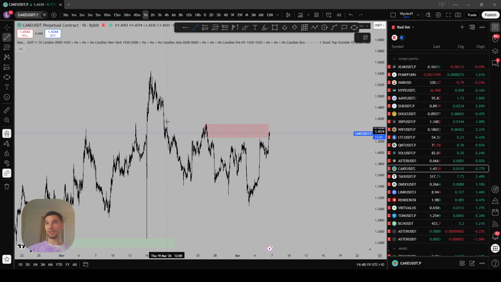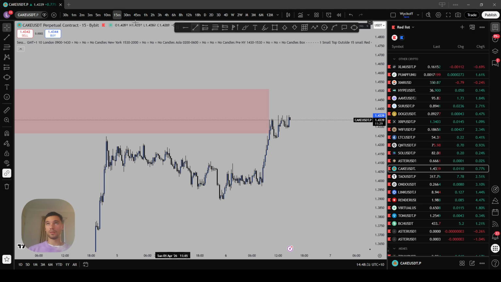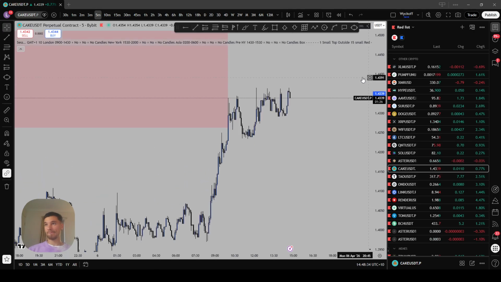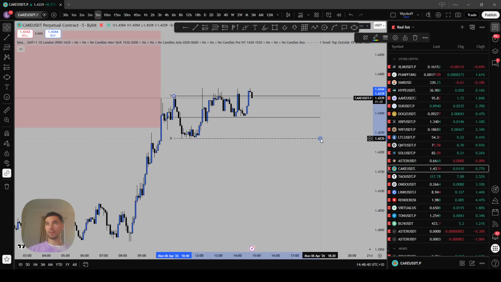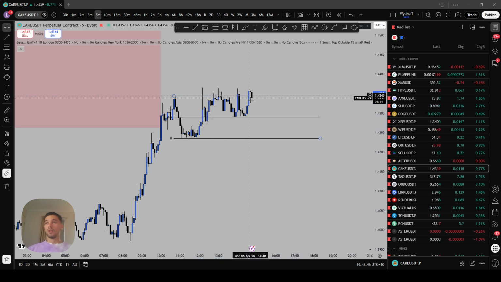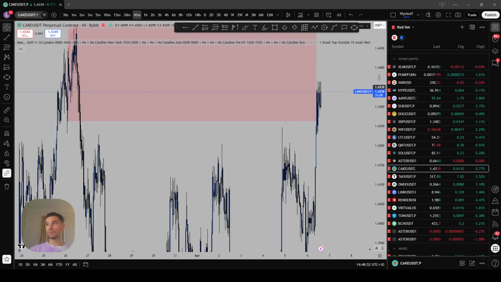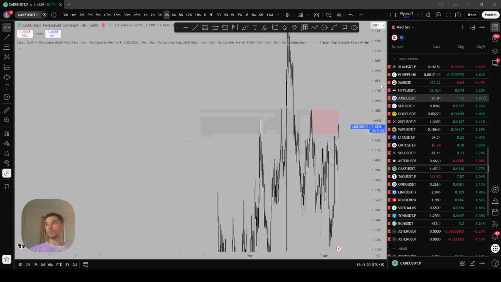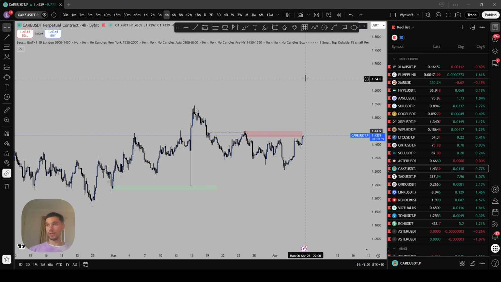And it's taken out all these, it's swept all this. It is just very low time frame and not clean at all. But I definitely expect Cake to go lower. So yeah, we'll see what happens there.